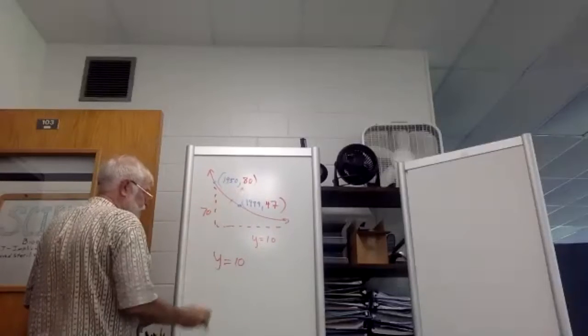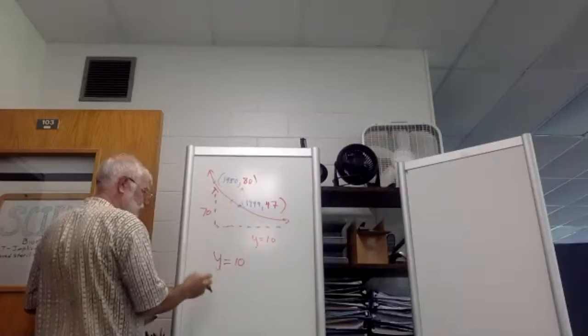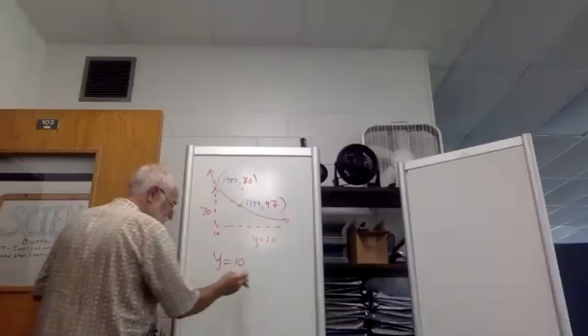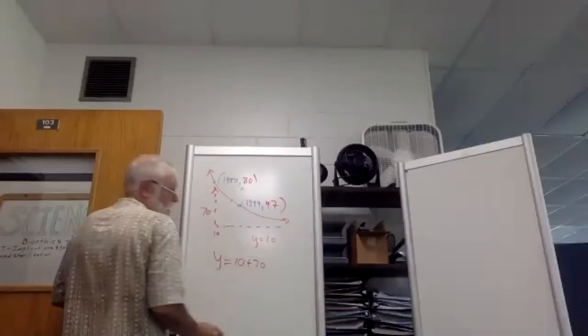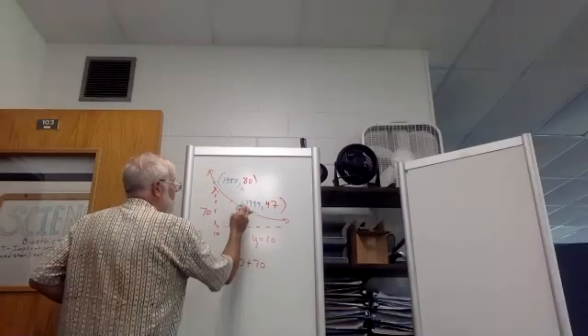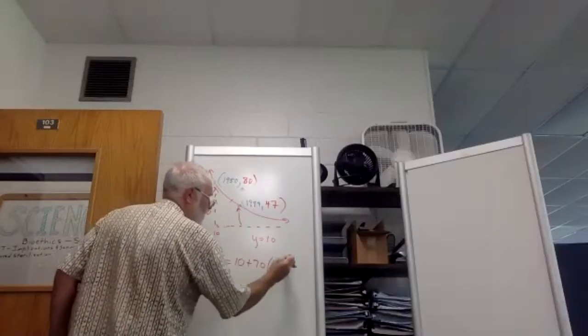70 units of change to get up to here. 70 units of change from the number 10. How do I get to the next Y value? It's not going up 70 anymore.